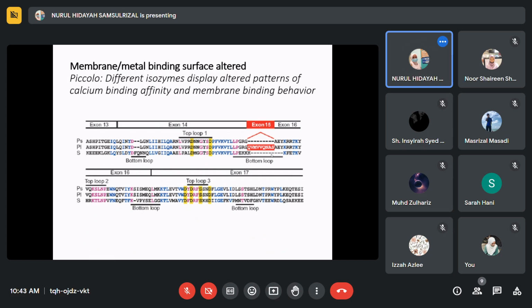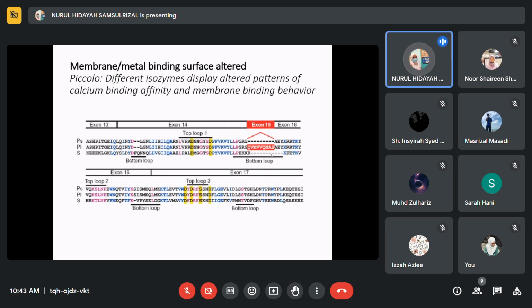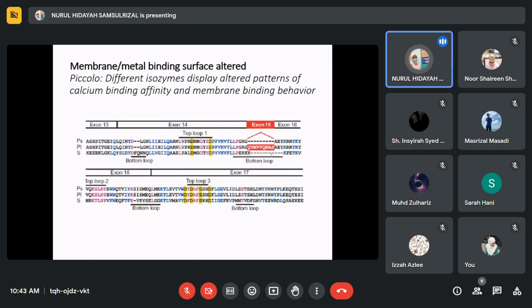So this is an example. I will not go into detail. I think everyone can read it themselves, based on the example given.